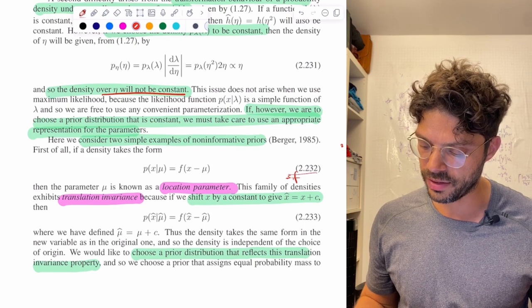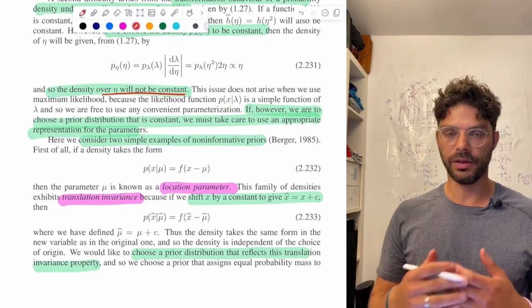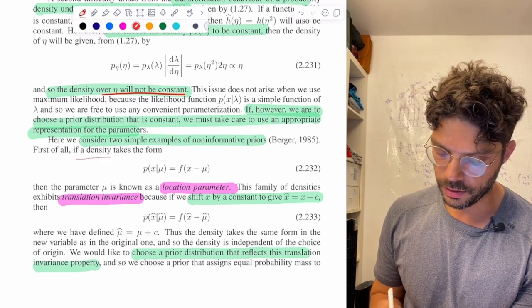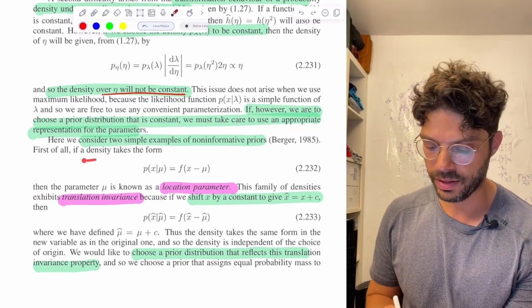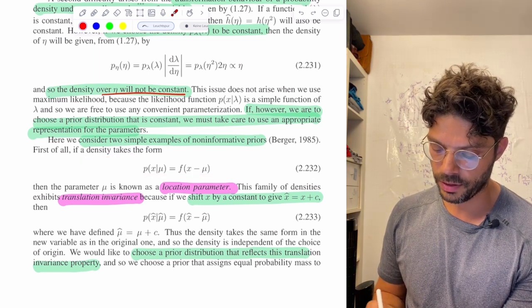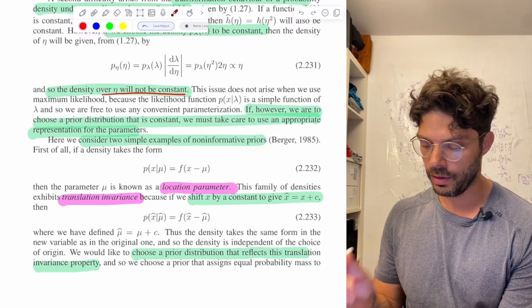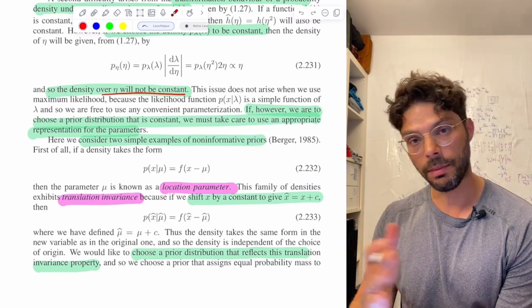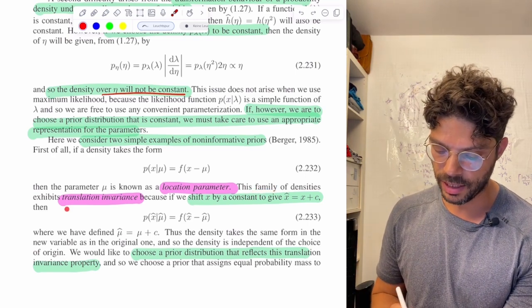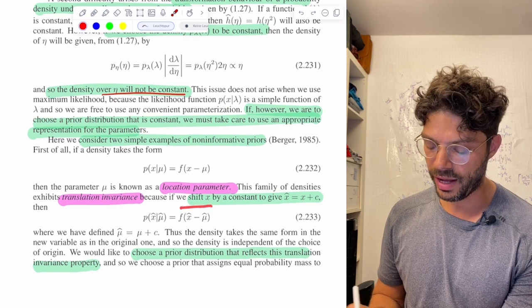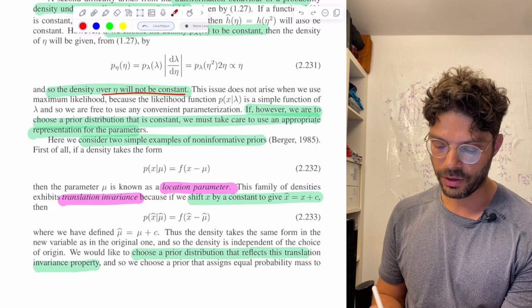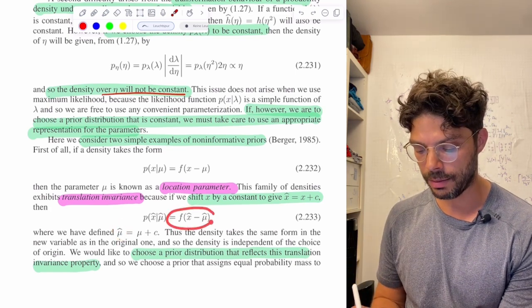So we're just going to generalize that because we don't have to deal just with Gaussians. There are many situations where this comes up. If a density takes this form, then the parameter mu is known as a location parameter. So this is giving you essentially the mean of the distribution in the case of the Gaussian. This family of densities exhibits translation invariance because if we shift x by a constant to give x hat equals x plus c, then we can define a new mean and then we get the same property again.